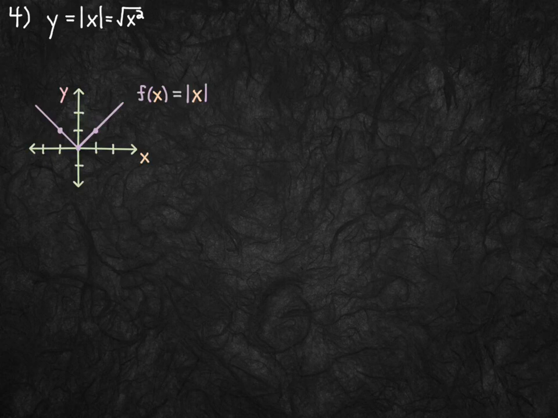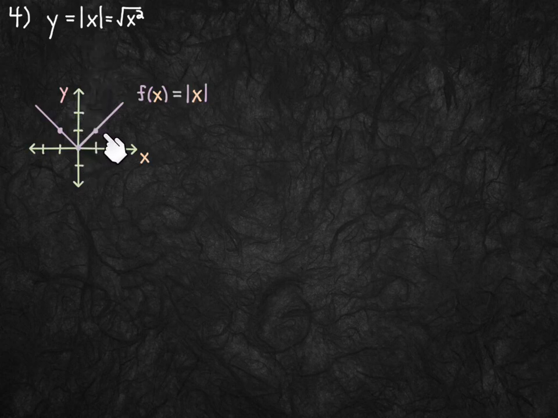The first is an absolute value function, y equals absolute value of x. It can also be written as the square root of x squared, as long as x is real. That's absolute value, and it looks like this V shape. The right-hand side looks like y equals x, and the left-hand side looks like y equals negative x. And the vertex here is at the origin.